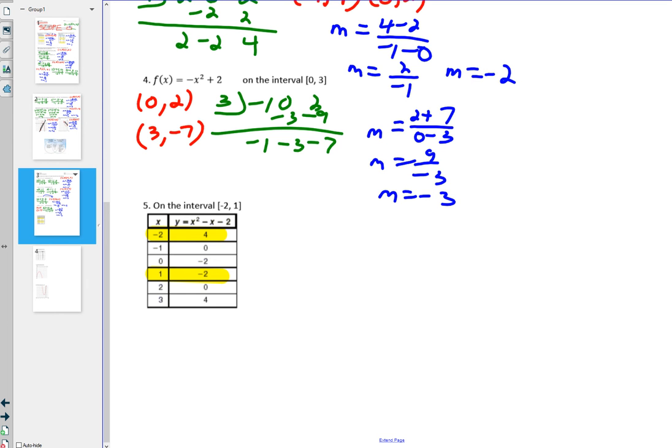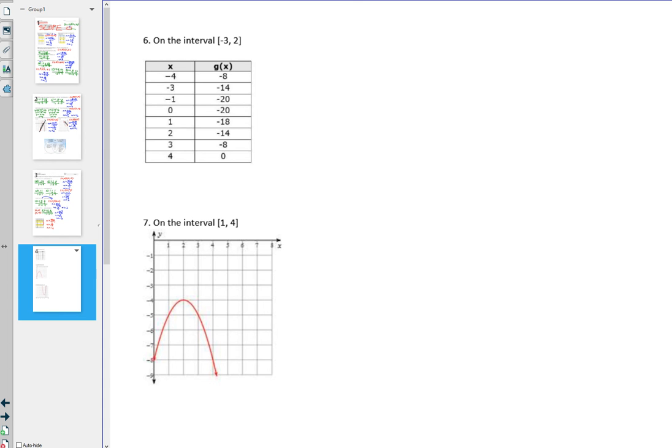Got it? What'd you get there? See, so 4 minus negative 2 for the y's is 4 plus 2, and then negative 2 minus 1. 6 over negative 3 is negative 2. That's the first thing. Okay, so negative 3 goes with negative 14. Whoa, 2 also goes with negative 14. That is neat.